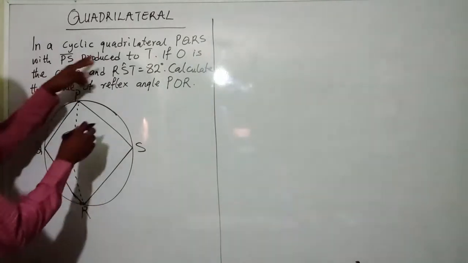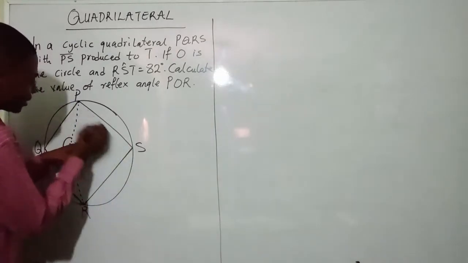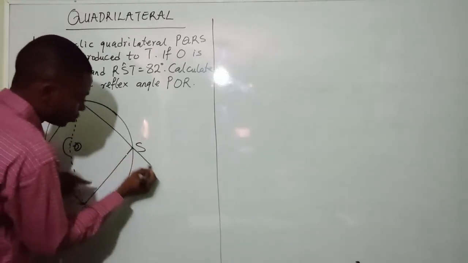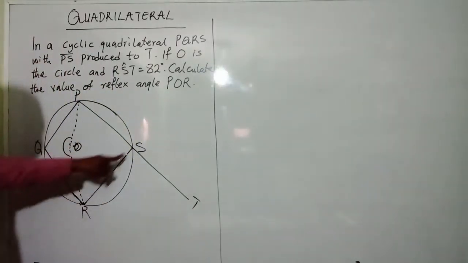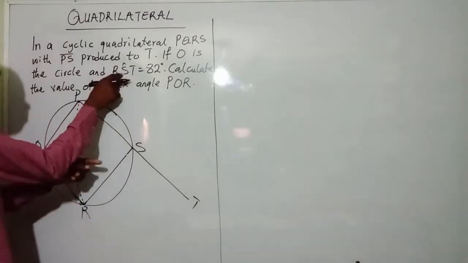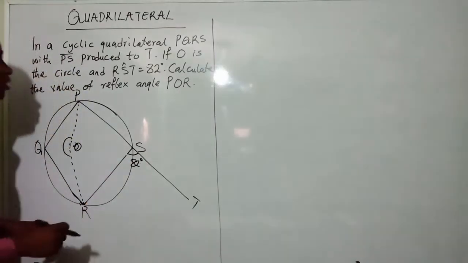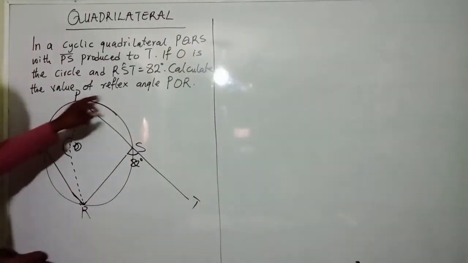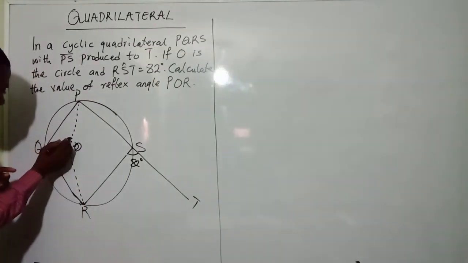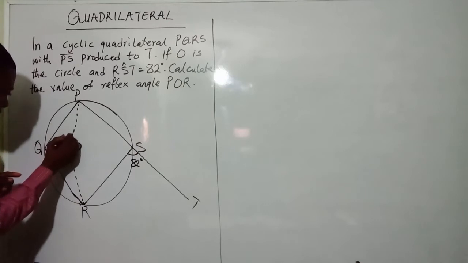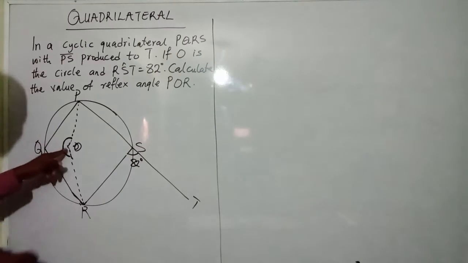Now the question said that line PS is produced to T. So that means this line is produced to T like this. And the question says that angle RST, that means this angle, is equal to 82 degrees. Now the question says we should calculate the value of the reflex angle POR. That means we should find the value of this angle here.